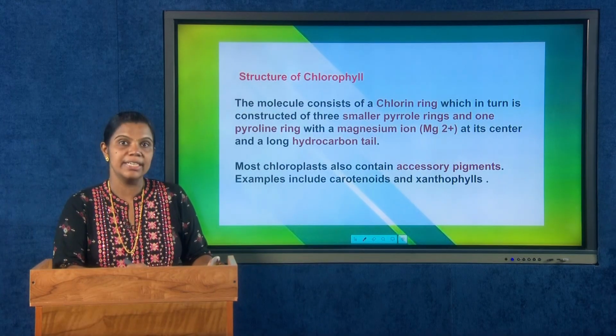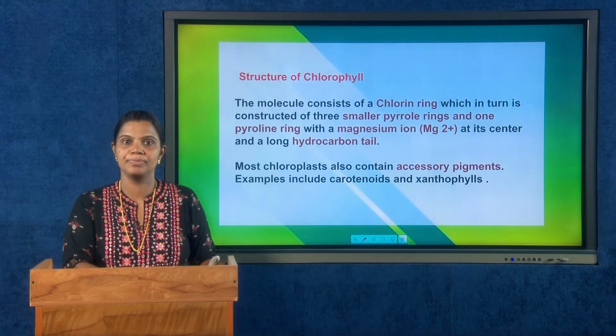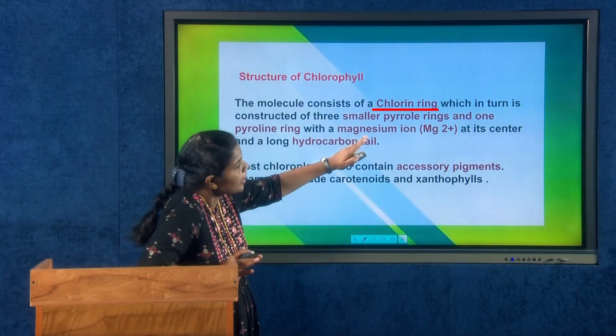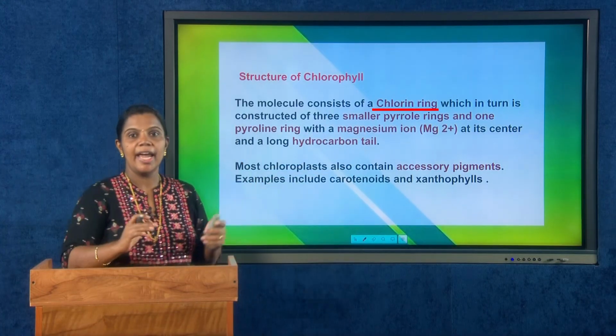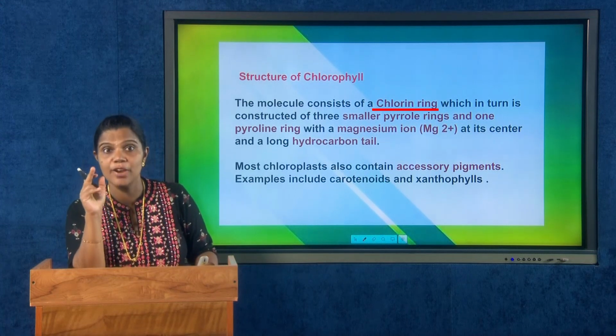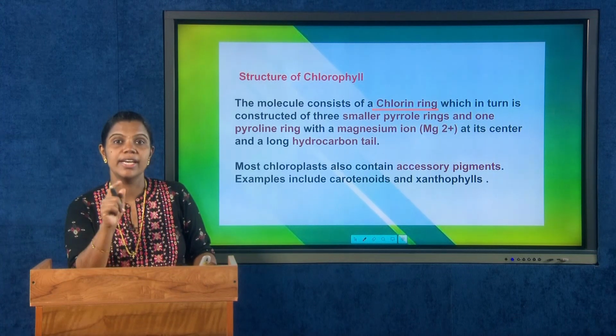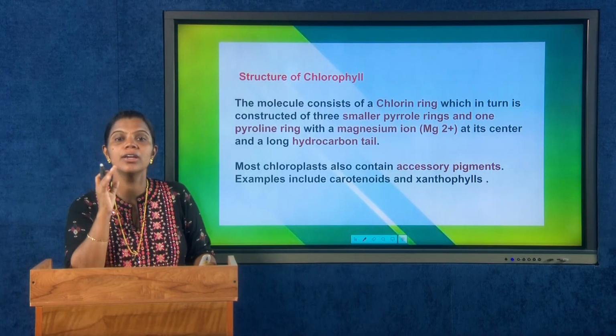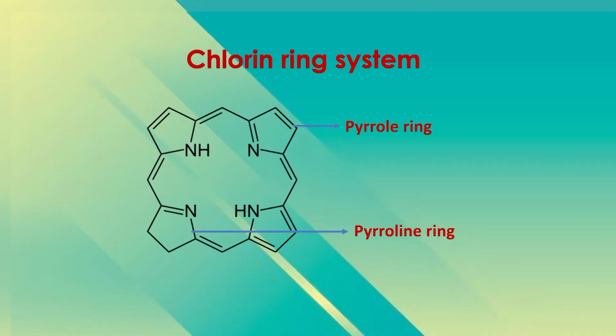Now we are going to learn the structure of chlorophyll. The chlorophyll consists of a chlorin ring, which in turn is constructed of 3 smaller pyrrole and 1 pyrroline ring with a magnesium 2+ ion at the center and a long hydrocarbon tail. It has a chlorin ring system which is composed of 3 pyrrole rings and 1 pyrroline ring system.